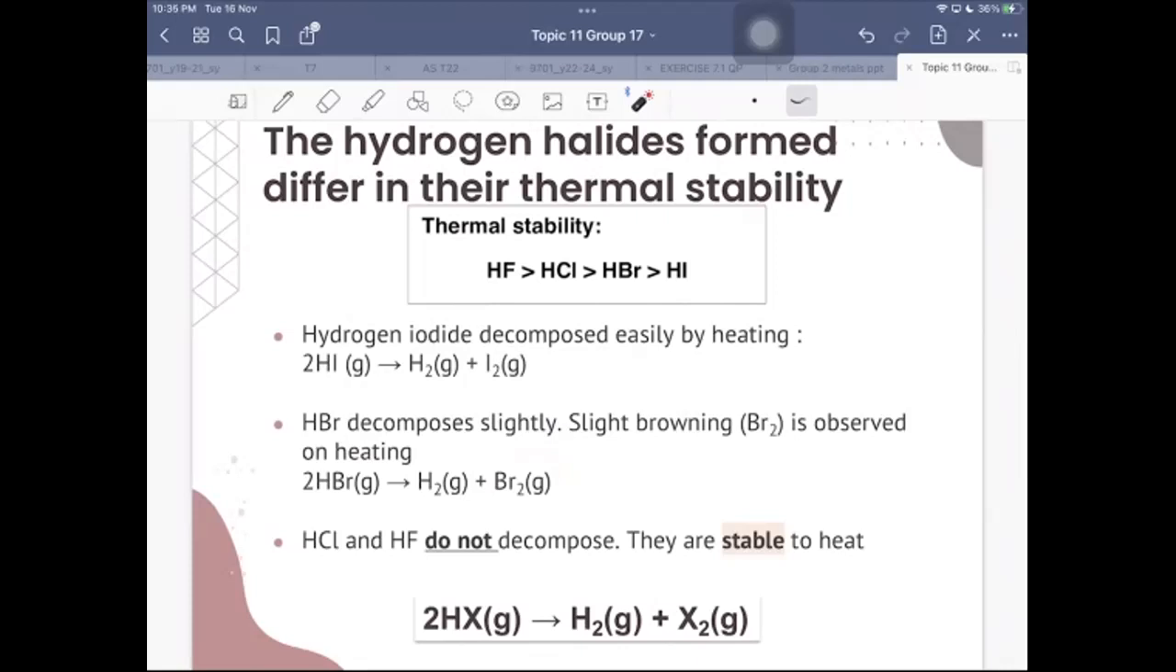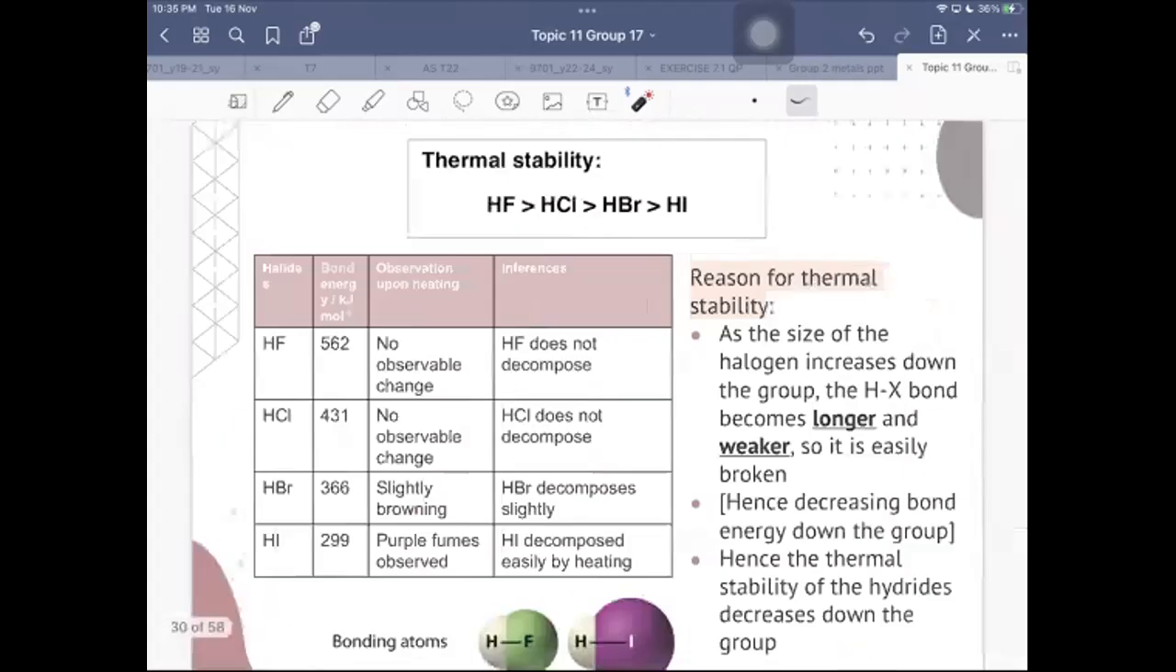Whereas hydrogen iodide is the most unstable. That means you don't need a lot of energy. You don't need high temperature to break down your hydrogen iodide into hydrogen and iodine. All right. So this is now on page 4. Okay. Reason. What's the reason for the thermal stability decreasing as you go down the group?